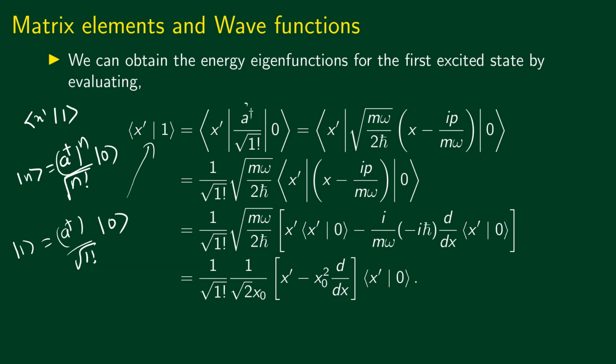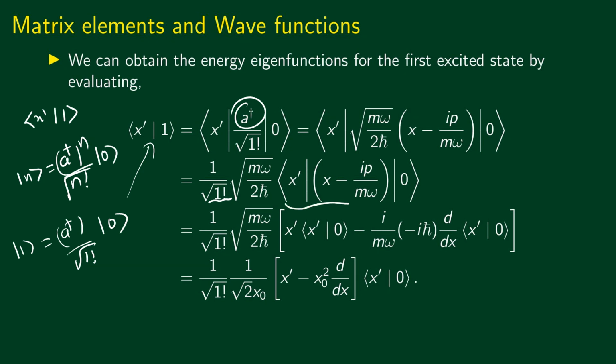We can now substitute for a dagger because we know that a dagger is equal to square root of m omega divided by 2 h bar, times x minus i p divided by m omega. Now the square root of m omega divided by 2 h bar can be pulled out, and the first excited state wave function becomes 1 divided by square root of 1 factorial, square root of m omega divided by 2 h bar, and bra x prime, x minus i p divided by m omega, ket 0. Okay.